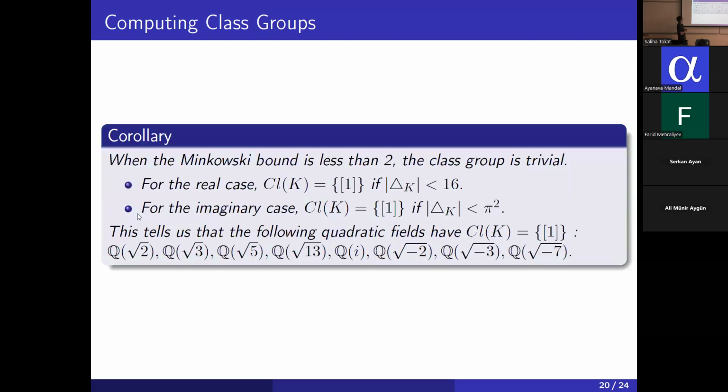Okay, I can continue with the corollary here. In the previous example, we saw that the class number is equal to 1. But is there something that helps us to directly determine that the class number is 1? By using the Minkowski theorem, we found these discriminants. And this corollary tells us that these quadratic fields, and the imaginary quadratic fields too, have class number 1.